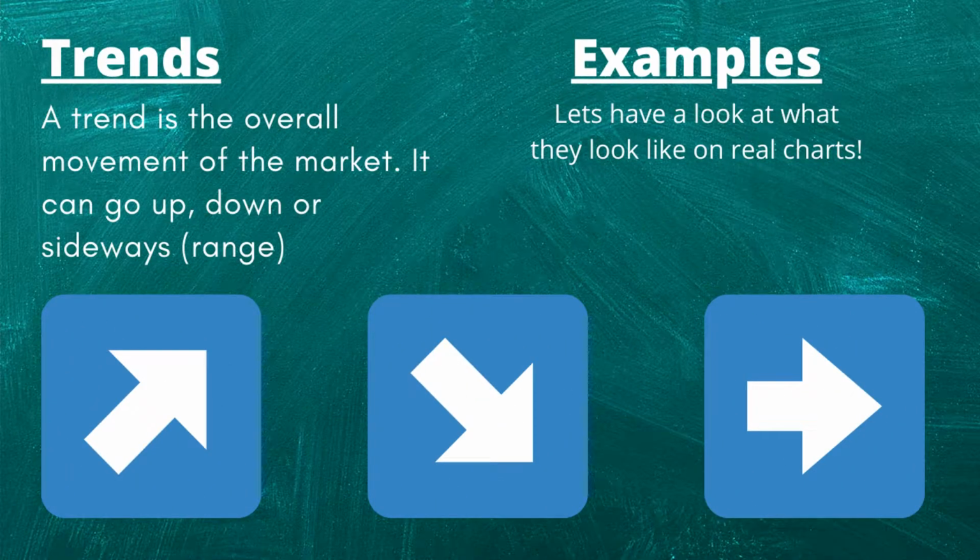Okay, so now getting into trends. A trend is the overall movement of the market. It can go up to the right, down to the right, or sideways to the right. The market will never ever move to the left, okay? Unless you turn it upside down. Anyway, let's just have a look at what they look like on real charts.